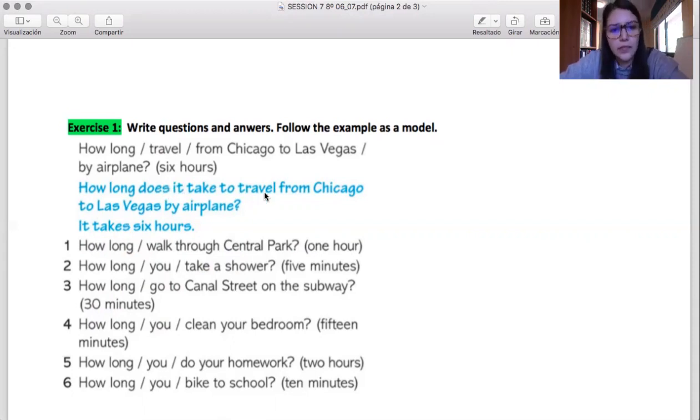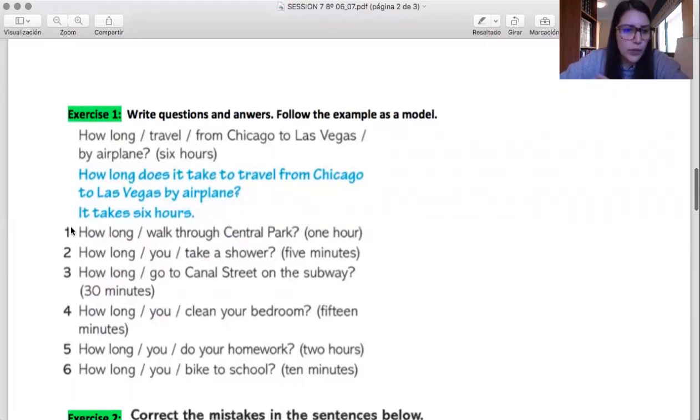How long does it take to travel from Chicago to Las Vegas by airplane? It takes 6 hours. Okay, you need to do the same with items 1 to 6. Here you have your questions and here you have the time that it takes you.